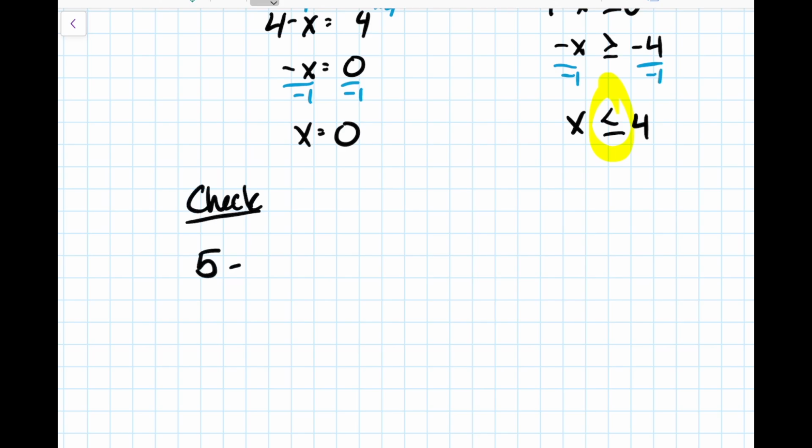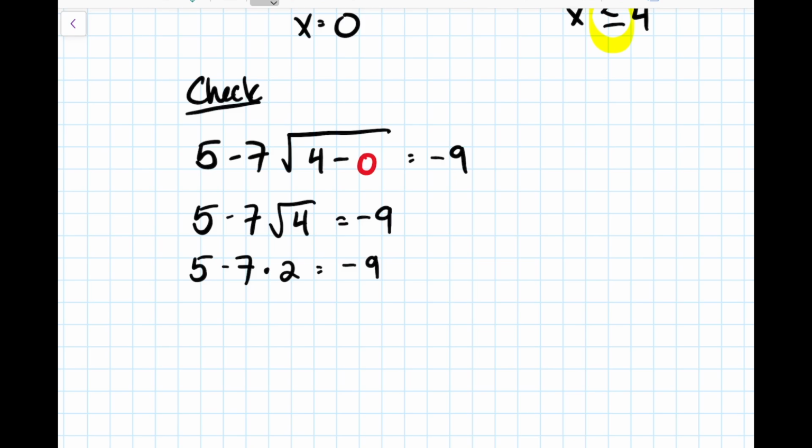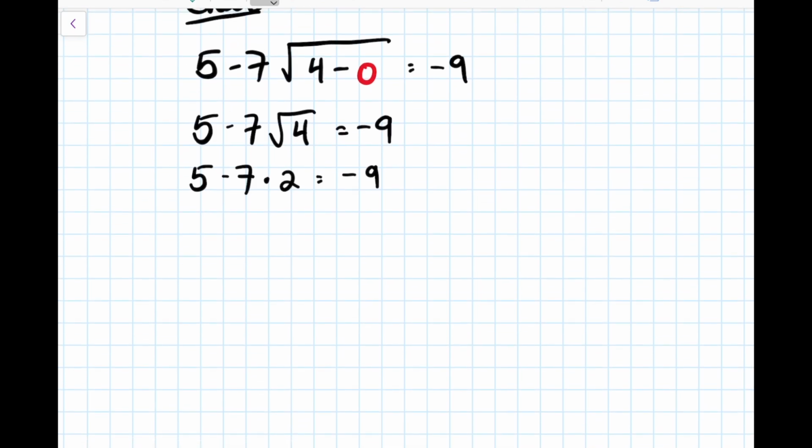Now we check our solution. So we've got 5 minus 7 times the root of 4 minus our solution, which was 0, equals negative 9. Well, 4 minus 0 is just 4. And the square root of 4 is 2. And then 7 times 2 is 14. And 5 minus 14 does, in fact, equal negative 9. So we got a solution that works.